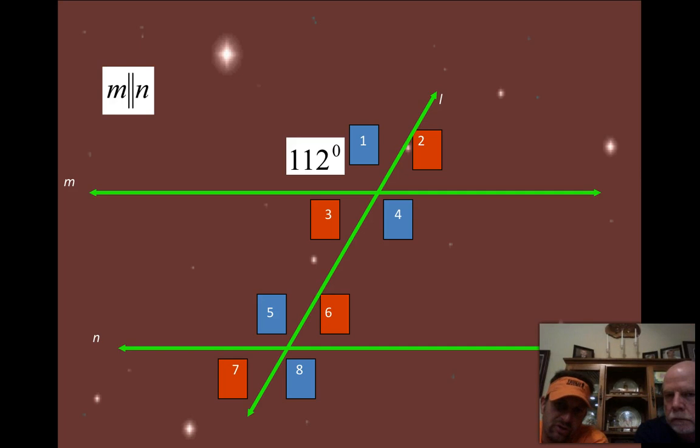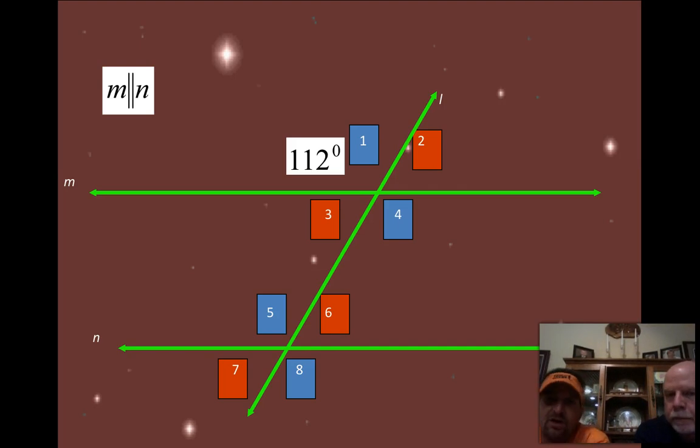So we focus in on all the blue ones, guys. Let's figure out how, without using the supplementary rule, we could figure out what the red angles are. And so if I use my idea of consecutive interior angles, I know that if angle 4 is 112, then angle 6 must be the difference between 180 and 112, because they have to be supplementary.